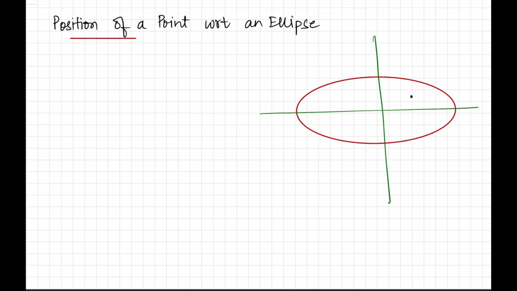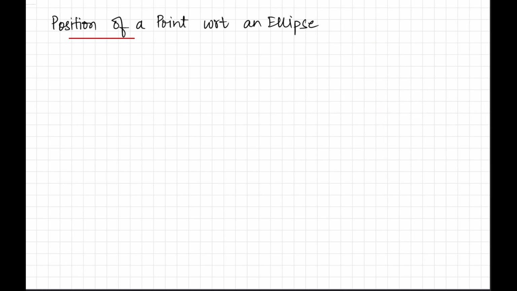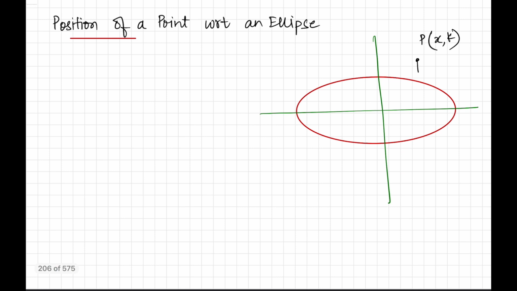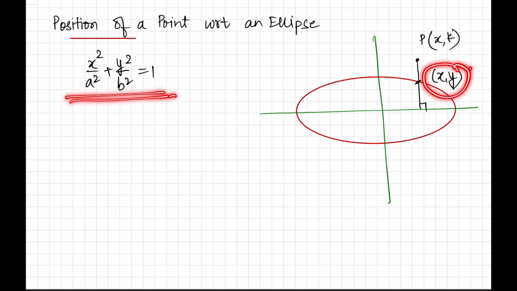So first of all, let me say we take a point here and the coordinates of this point, let us say we take x, k. And from here we drop a perpendicular on the axis, and let us say this point will be x, y. Now, if the equation of the ellipse is given as x square by a square plus y square by b square equals 1, then this point will definitely satisfy it.